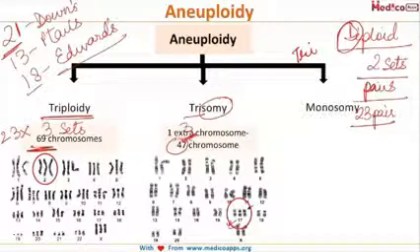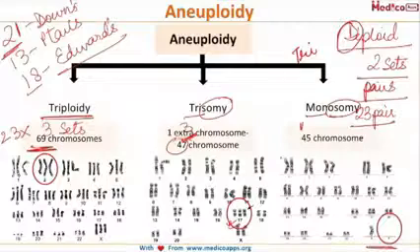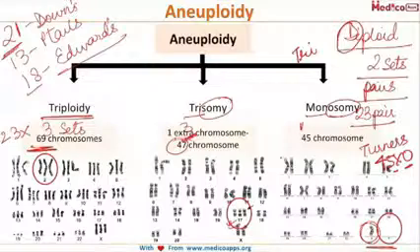As the name suggests, mono means 1, and I told you somy means a single chromosome. So instead of being in a pair, there will be one chromosome for that. And here you can see in this example, there are 22 pairs of autosomes, but of the sex chromosomes, only one is present, only X is present, the Y is missing. And this is Turner syndrome. Here the total number of chromosomes is 45 and the sex chromosomes are XO. So Turner syndrome is an example of monosomy.